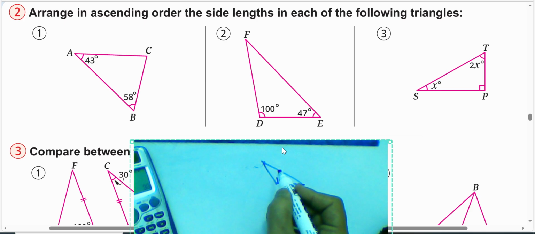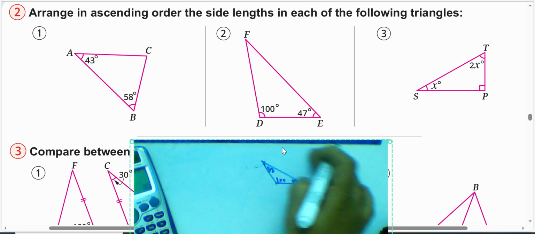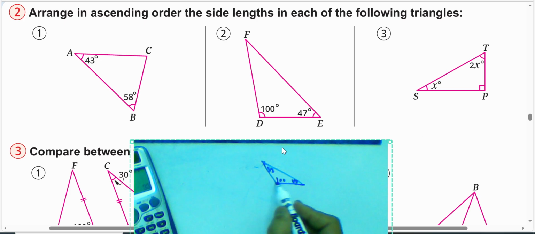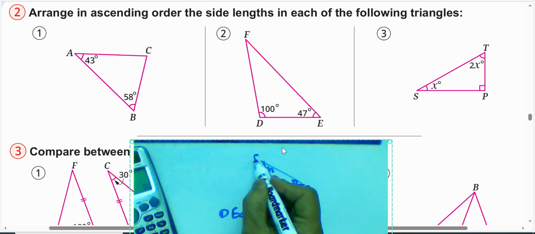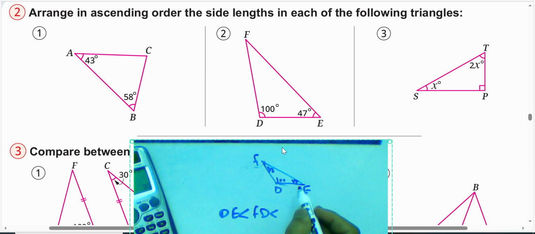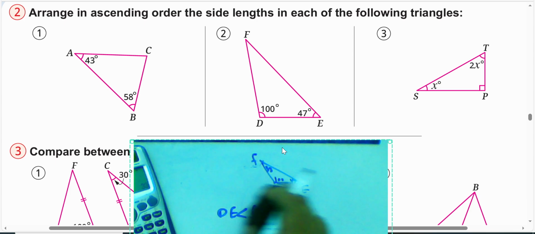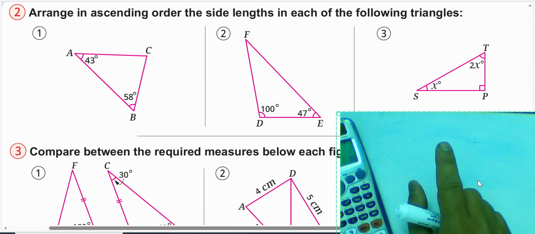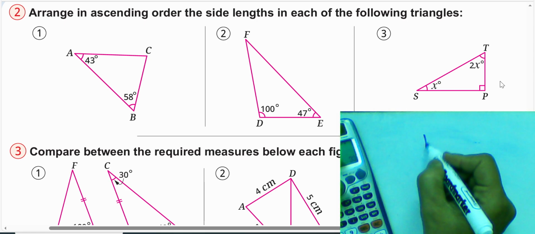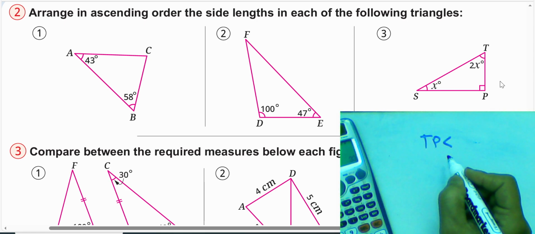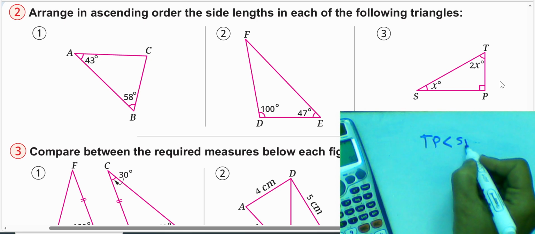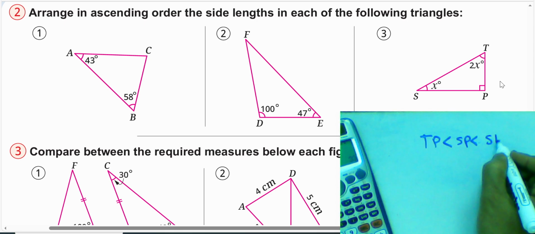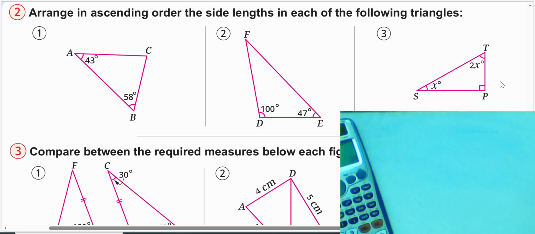We have 133 and 47. The smallest side will be down here, DE, opposite the smaller angle. Then FD is less than FE. We arrange the sides in ascending order. Look at x opposite TP, then TP is less than 2x opposite SP. SP is less than ST. ST is the hypotenuse in this triangle.